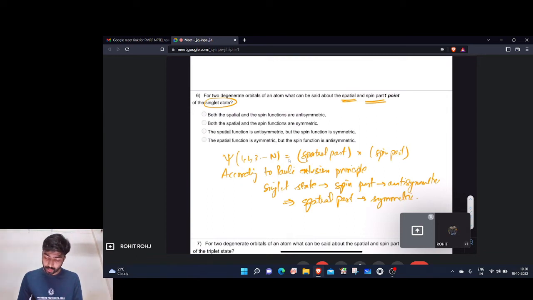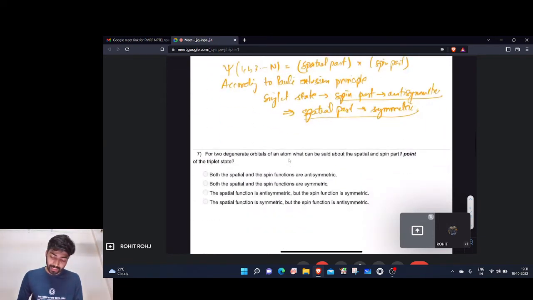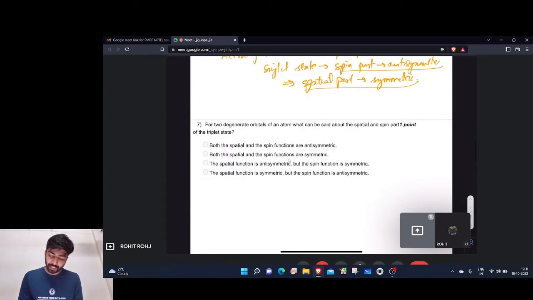So the spatial part is symmetric and the spin part is anti-symmetric for a singlet state. So the spatial part will be symmetric, but the spin part will be anti-symmetric.